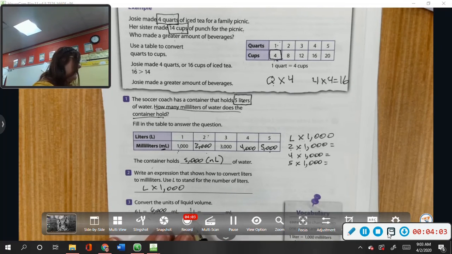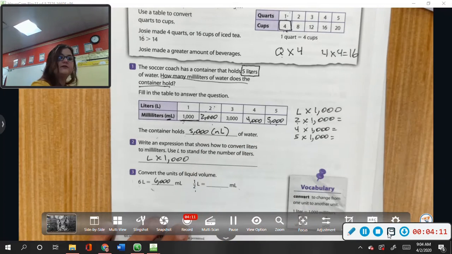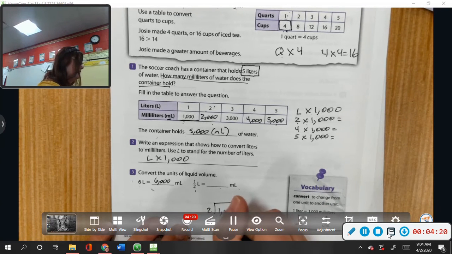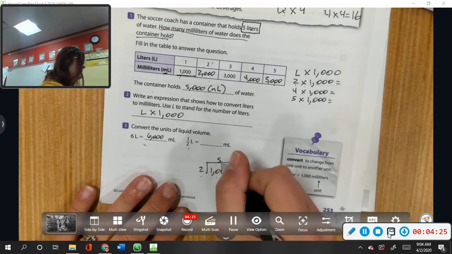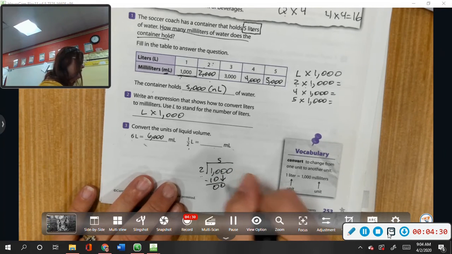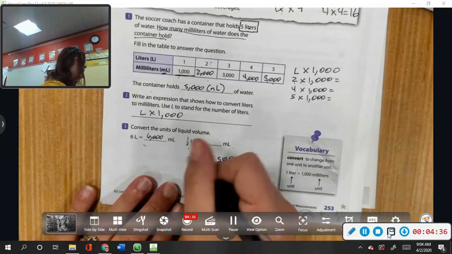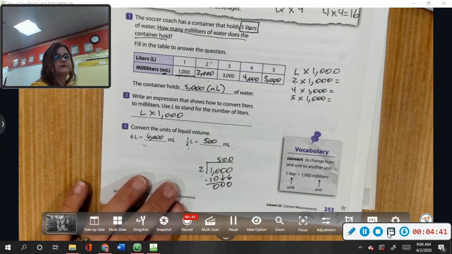And then it asks, a half a liter is how many milliliters? Well, the trick to this one is, what's half of 1,000? You can divide 1,000 by 2 to find out. 2 goes into 10 5 times. 5 times 2 is 10. We subtract, bring down, and we just have a bunch of zeros, so we're just going to zero it out. So a half a liter is the same as 500 milliliters.